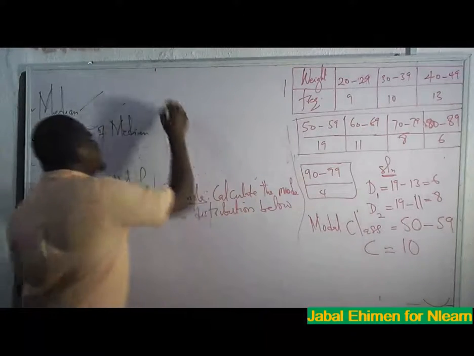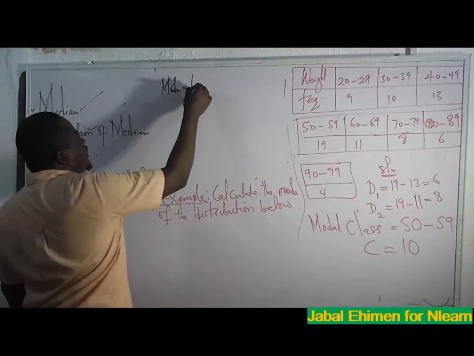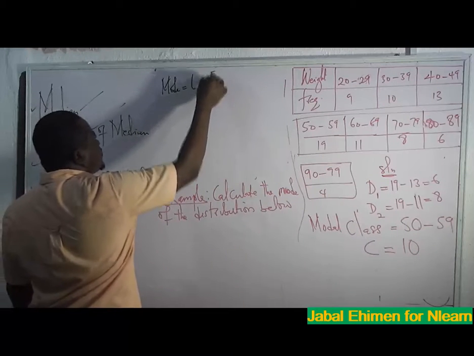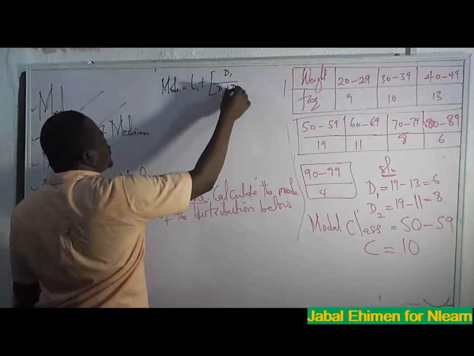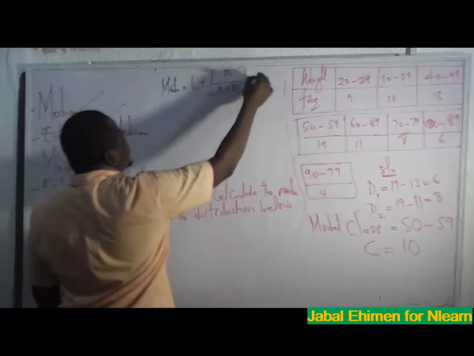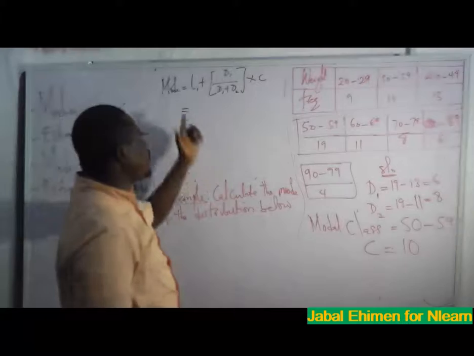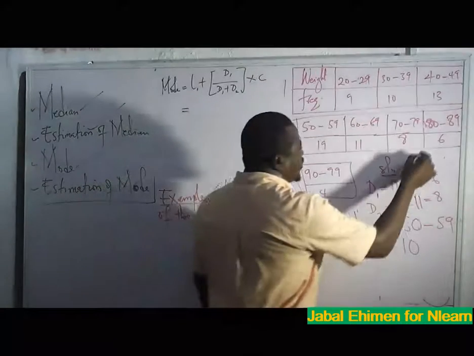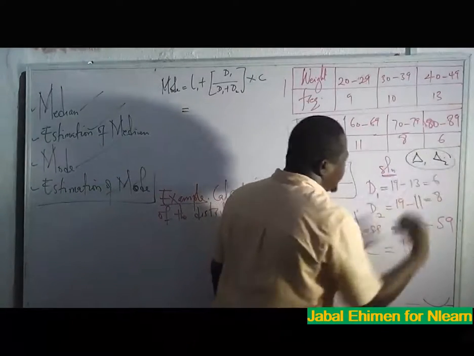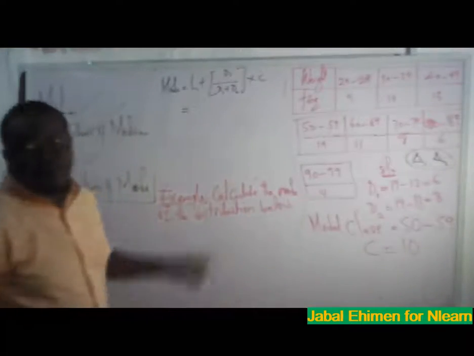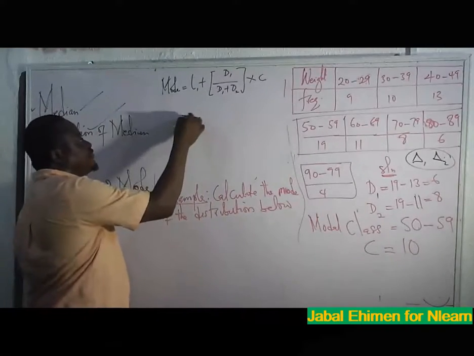So the mode now will give us Li plus D1 over D1 plus D2 times C. Sometimes in some of your work you do see D1 written as Δ1 and D2 as Δ2, but don't bother, it's still the same thing. So when you have something of this nature, I can take my calculation on direct values.